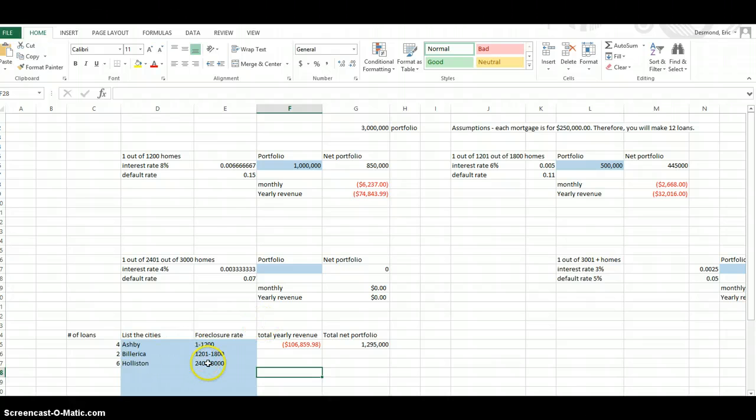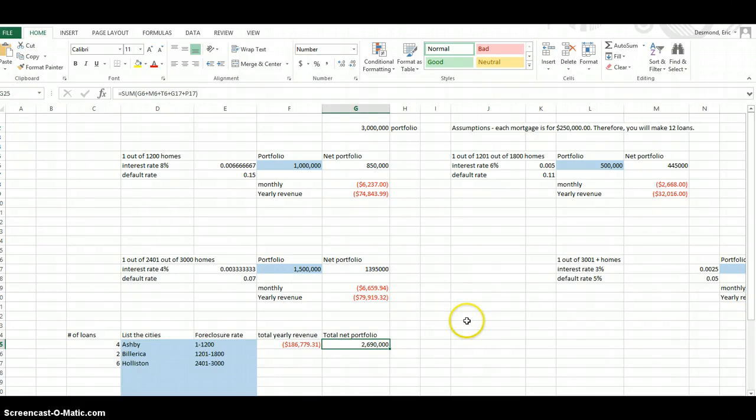Now we actually have to populate this, the 2401 to 3000. We're going to invest 6 mortgages. There it is. So per year we're going to earn $186,779, and our total net portfolio is going to be $2,690,000. So we've lost a little over $300,000 in the portfolio.